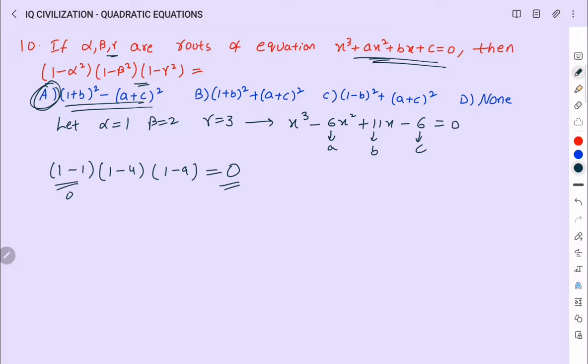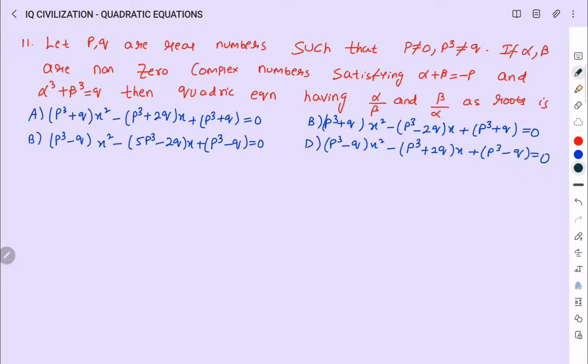Okay, next one. Here is the next one. Let P, Q be real numbers such that alpha, beta are non-zero complex numbers, and alpha plus beta equals minus p, and alpha cube plus beta cube equals q. Then the quadratic equation having alpha by beta and beta by alpha as the roots. See, the question is very big, but we will do it in a smaller way.